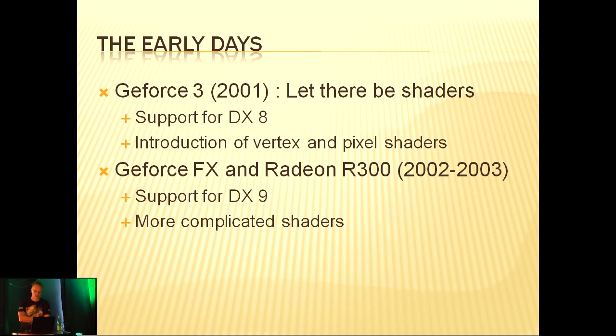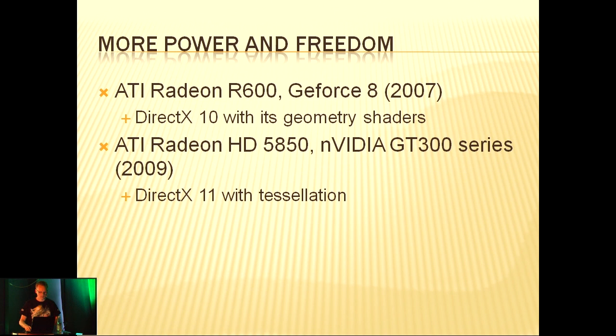With GeForce 3 in 2001, we finally got vertex shaders and pixel shaders, so the ability to do a lot more complex vertex processing and pixel processing with the added programmability. With GeForce FX and the Radeon R300 series in 2002 to 2003, we got support for DirectX 9 and more complicated shaders. There were of course a lot of API improvements, but the improved shaders, shader model 2 and such, were really important there.